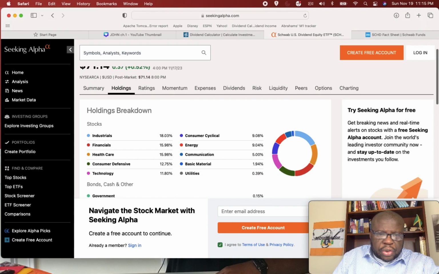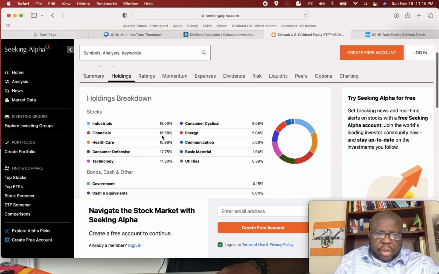Look at the sector first. So it had about 18% industrial, almost 16% financial, and about 16% healthcare. Consumer defensive is about 12.75%. Technology is about 12%. So much lower in technology, at about 12%, than the S&P 500, which is about 30% technology. Consumer cyclical, 9%, energy 9%, and then communications, basic materials and utilities in the mid to low single digits.